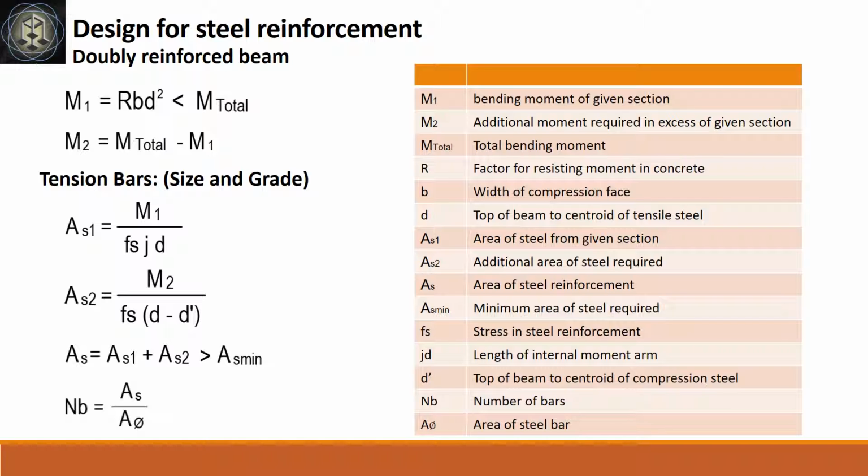Solve the following moments. M1, bending moment of given section. M2, additional moment required in excess of the given section. Next, solve the area of steel required for each moment and sum them up to get the total area of steel that satisfies the design moment with our given section. Then solve the number of bars for the tension side.